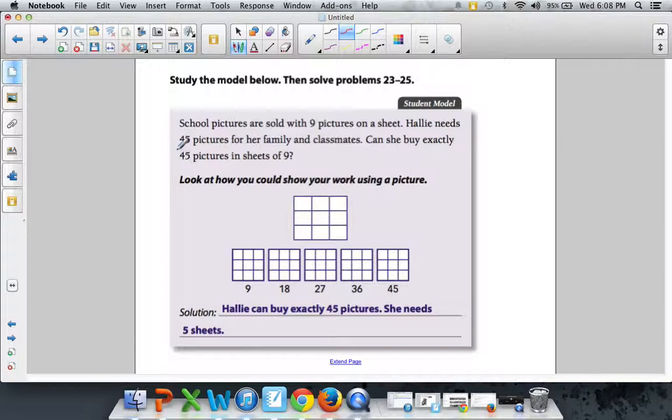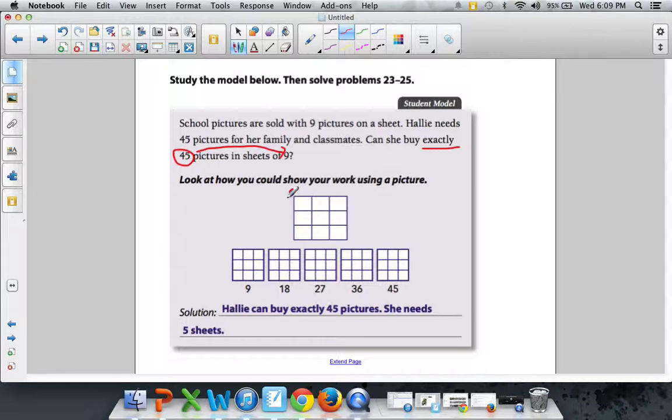School pictures are sold with 9 pictures on a sheet. Haley needs 45 pictures for her family and classmates. Can she buy exactly 45 pictures in sheets of 9? Exactly. In other words, this is a tricky word problem way of saying, is 45 a multiple of 9? Can you count by 9s and get to 45?